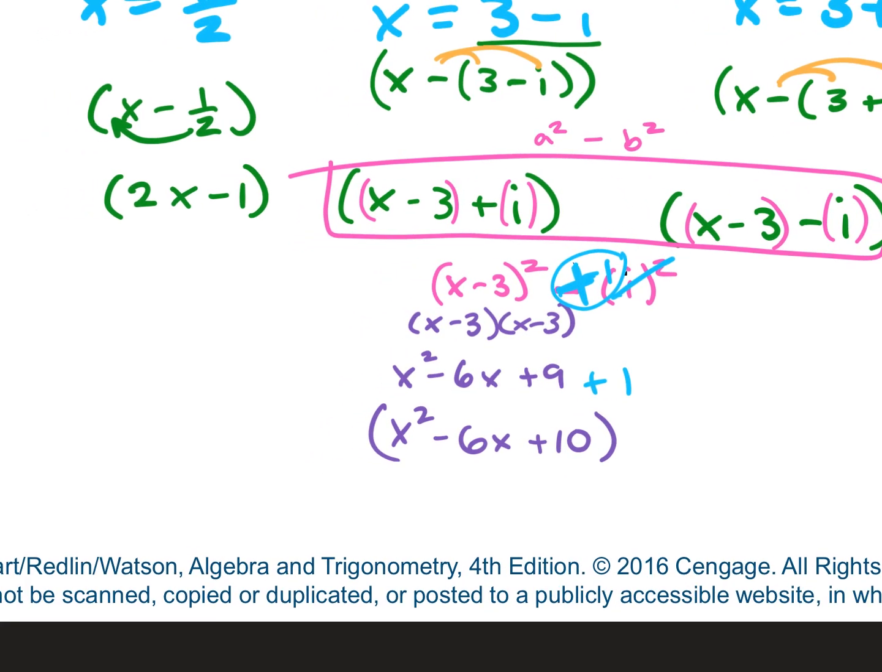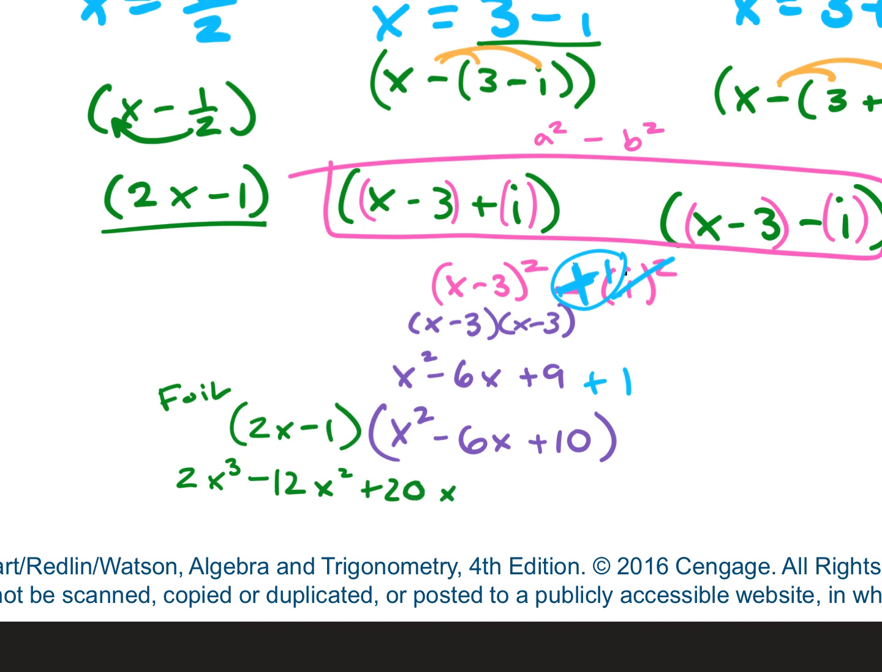What do you think I need to do next? FOIL it with the other one. So we still have that 2x minus 1. So now we're going to FOIL these two together. So 2x times x squared would be 2x cubed. 2x times negative 6x is negative 12x squared. And 2x times 10 is 20x. The negative 1 times x squared is negative x squared. And we have plus 6x minus 10.